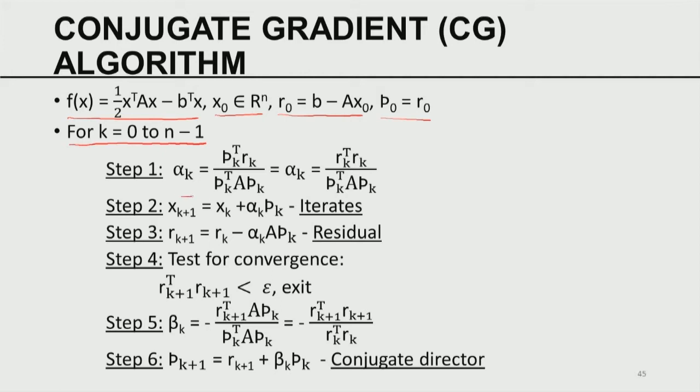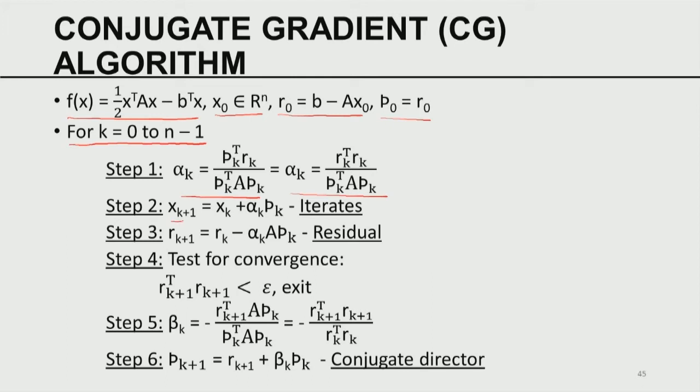I compute alpha k by this formula. I can also compute alpha k by another formula. These two formulas are essentially the same. We are not going to indulge into the proof of the equivalence between two expressions like this. Many books and many papers written on the conjugate gradient method essentially give you the ability to compute these in two different ways. Both are equivalent.